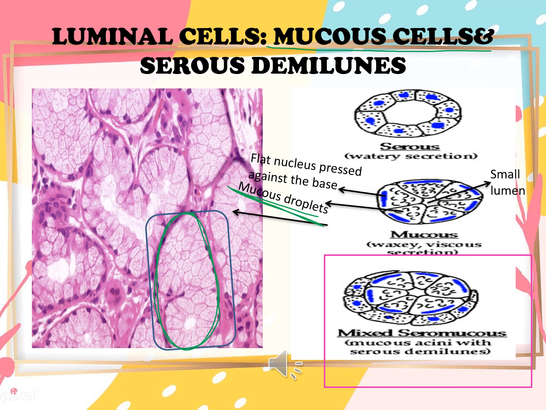Now, another category of cells which we can find sometimes in the salivary gland is serous demilunes or mixed seromucous. In this, the mucus cells are capped by the serous acini, but this is said to be an artifact. Now, apart from serous and mucus, there is a third category of salivary gland which we can see, the mixed salivary gland, in which there will be some acini of serous and some acini of mucus. Some glands are predominantly serous, though they are mixed. Some are predominantly mucus, though they are mixed. This we will see in further slides.